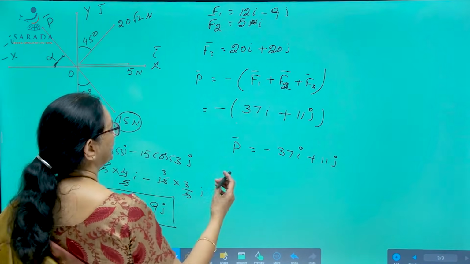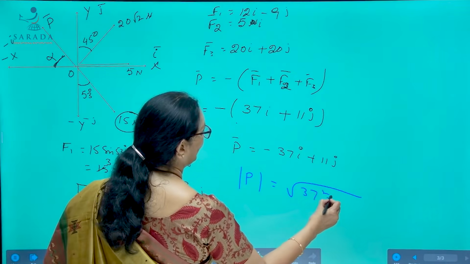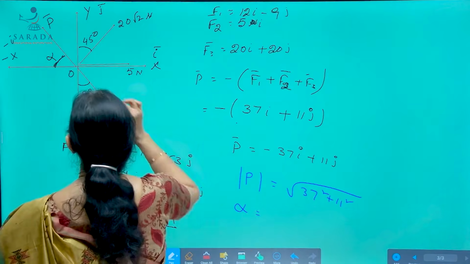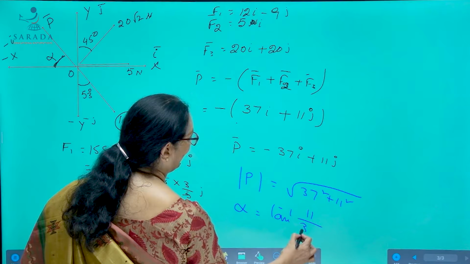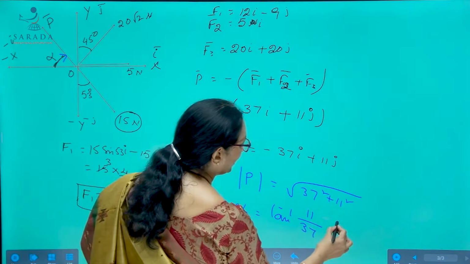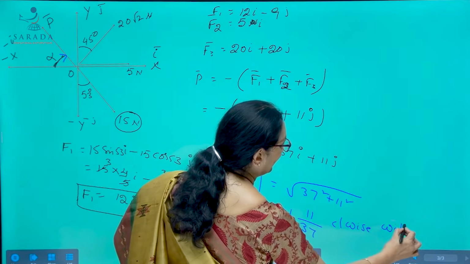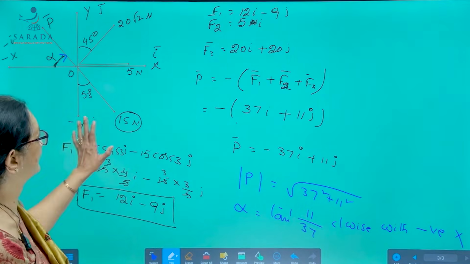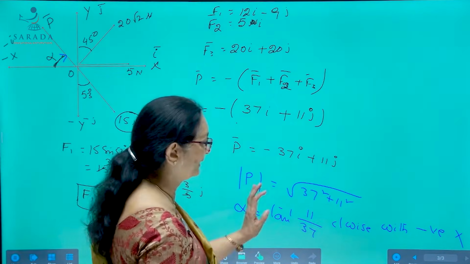So the magnitude of P bar is just square root of 37 square plus 11 square, and the angle made, alpha, is equal to tan inverse ay by ax, in this direction, that is clockwise with the negative x-axis. So exactly those two problems are similar models. So we can extend this.